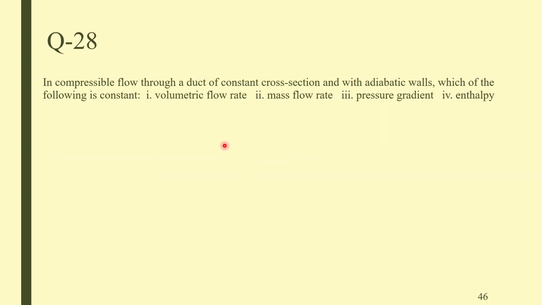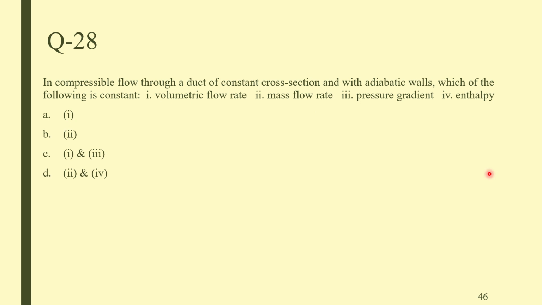So we'll go to question 28. In question 28, it is mentioned that in compressible flow through a duct of constant cross section and with adiabatic flows, which of the following is constant? One, volumetric flow rate. Two, mass flow rate. Three, pressure gradient. Four, enthalpy. Option A, 1; option B, 2; option C, 1 and 3; option D, 2 and 4.